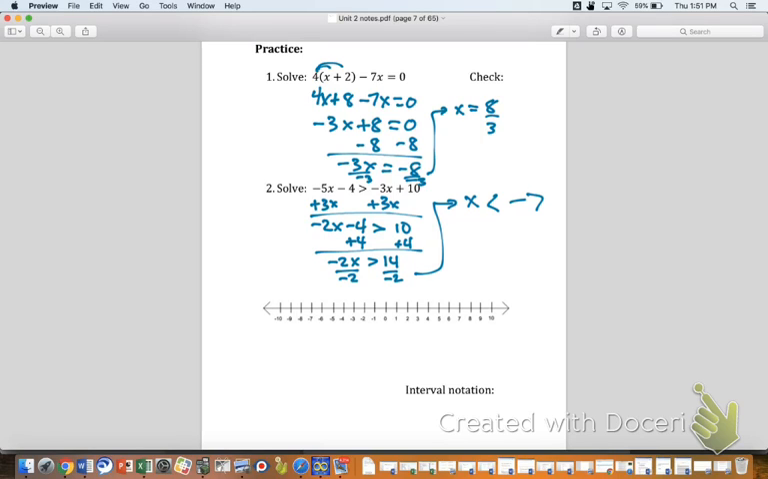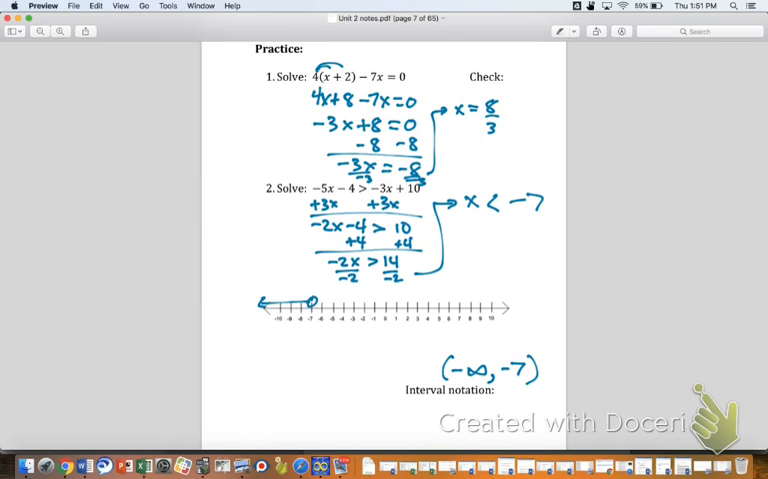Okay. So on the negative 7, should I be putting a filled in circle or an open circle? Open on negative 7. And then the arrow should go which direction? Should go left. X is less than negative 7. Did anybody try the interval notation? Yeah. Okay, so the interval notation should be parentheses, negative infinity, comma, negative 7, parentheses. That would be your interval notation version of that answer.